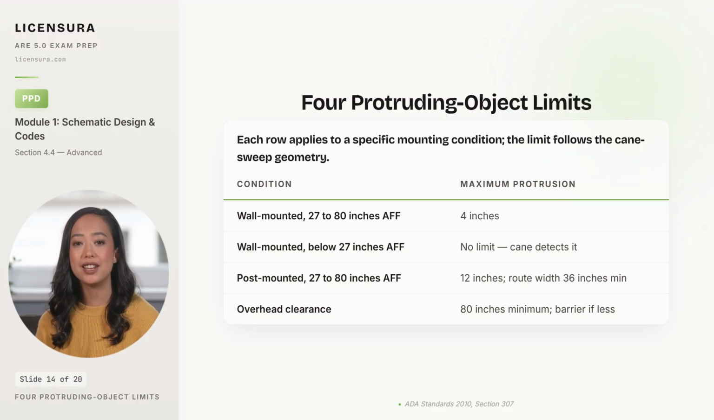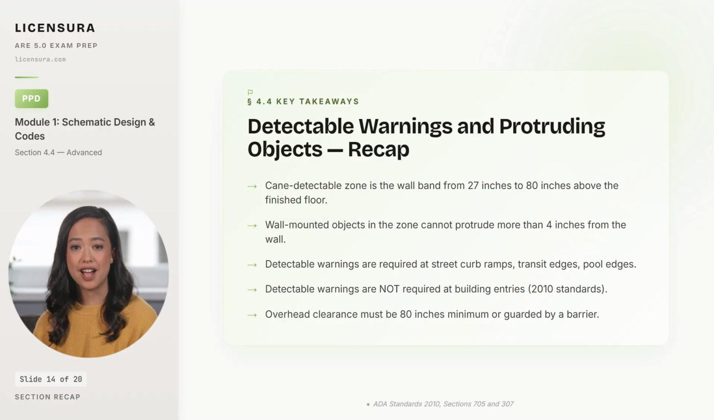Walk away with 5 anchors that keep the cane zone geometry visible on every project. 5 anchors from the Detectable Warnings and Protruding Objects Framework. First, the cane detectable zone is the wall band between 27 inches and 80 inches above the finished floor. Below it, the cane sweeps and finds the object. Above it, the user passes under. Second, any wall-mounted object inside that zone cannot project more than 4 inches from the wall, which means fire extinguisher cabinets, drinking fountains, and surface-mounted controls must all be recessed or surface-mounted within the 4-inch limit.